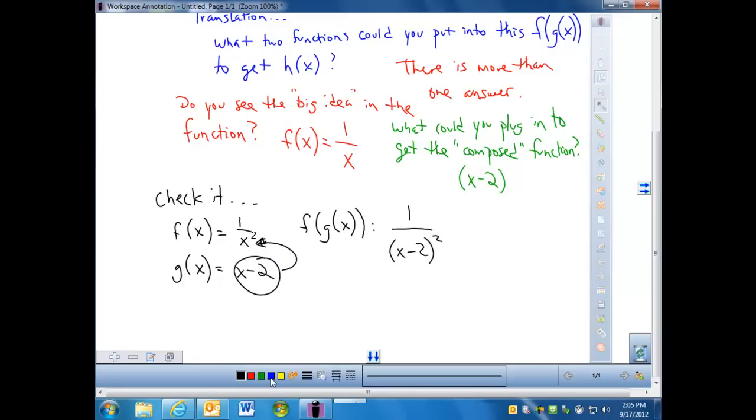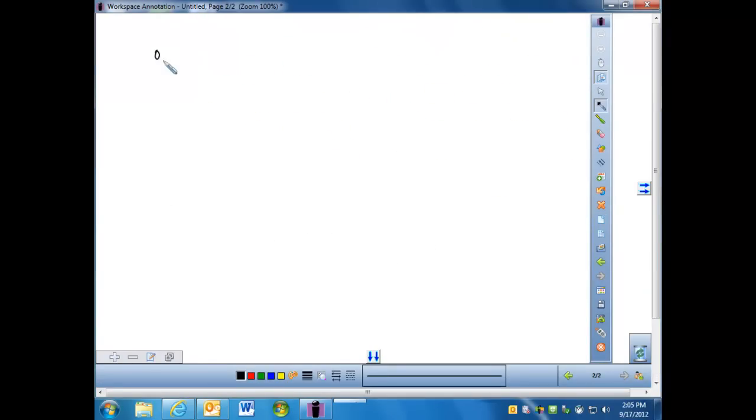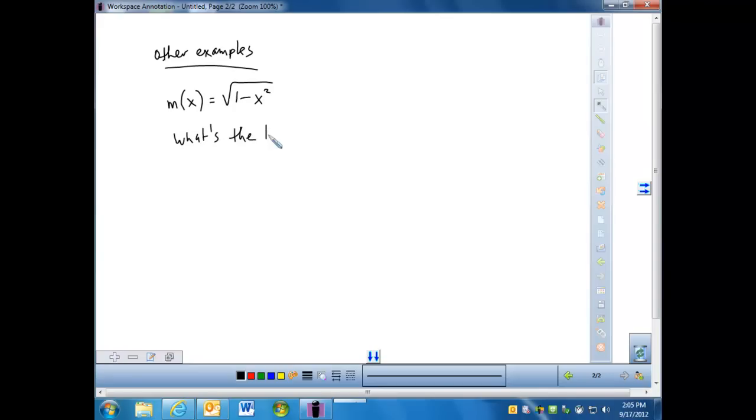So, give you a chance to practice this a little. First example. Your composed function is the square root of 1 minus x squared. So again, what is the big idea that you see? Hopefully the big idea is, I see the square root of something. So what could I plug in for that? 1 minus x squared.